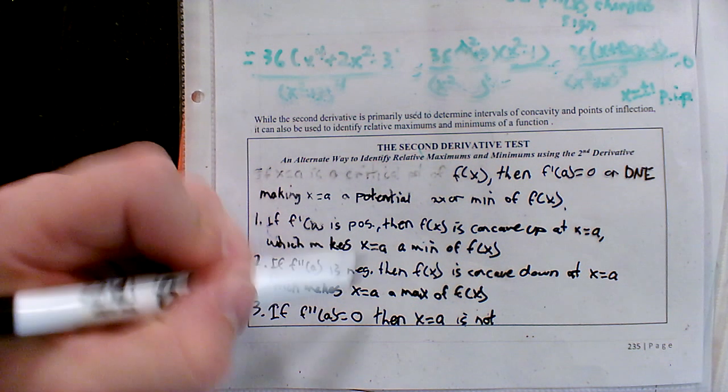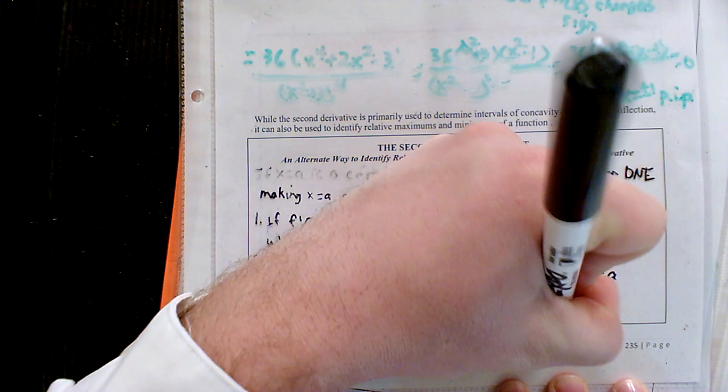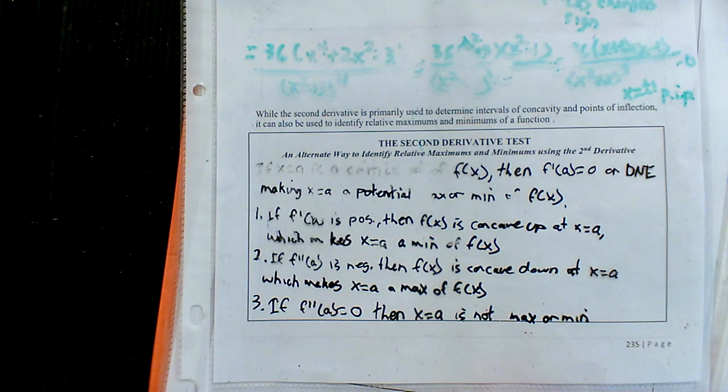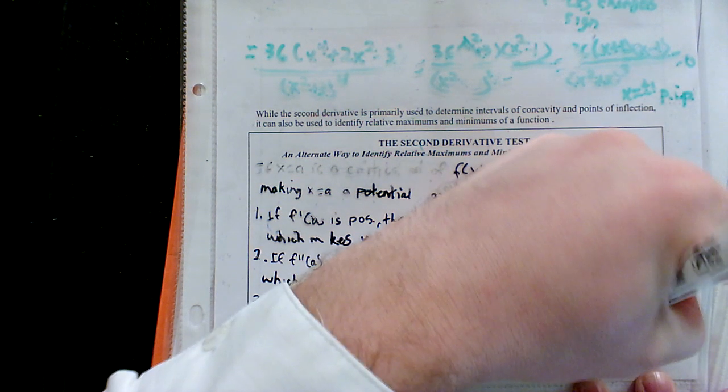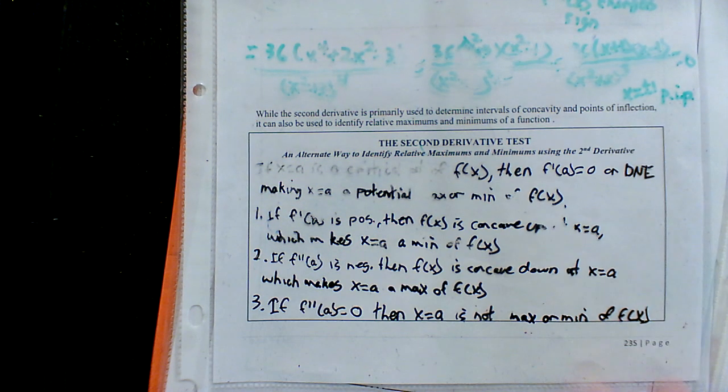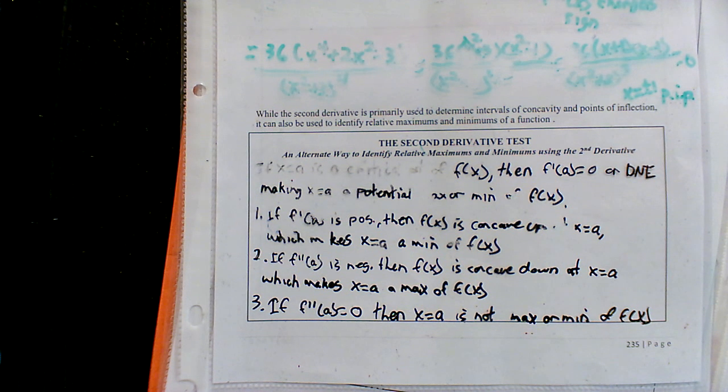What were we talking about up here? Yeah, it's not a max or min of f of x. So if it's equal to 0, it is not a max or a min. If it's positive, it's a min. If it's negative, it's a max. Okay? So that's how we're going to use that second derivative test. Are we okay with that?